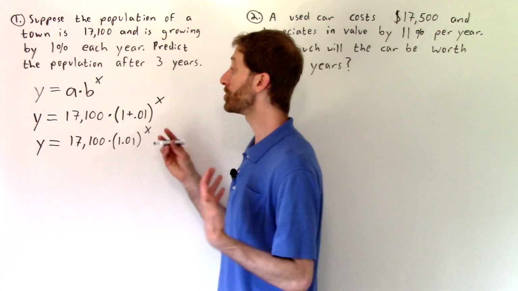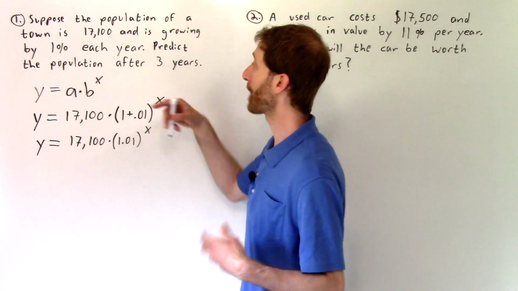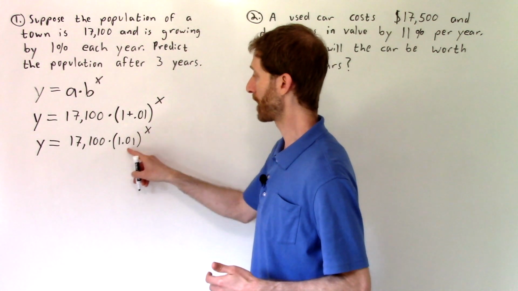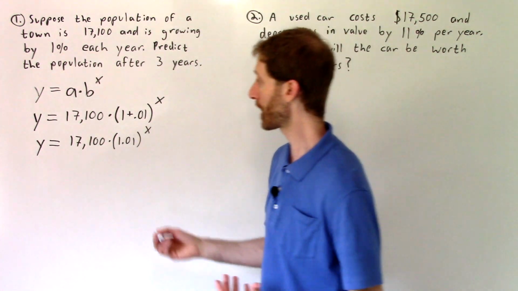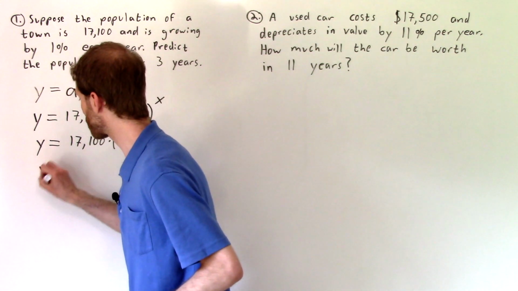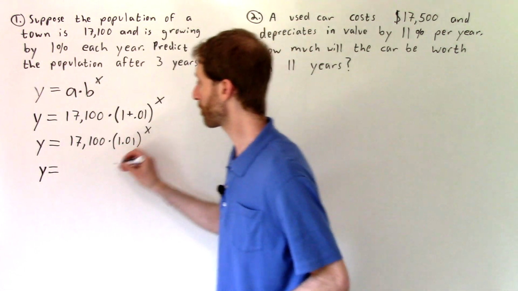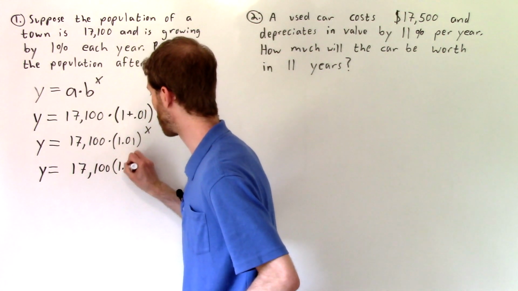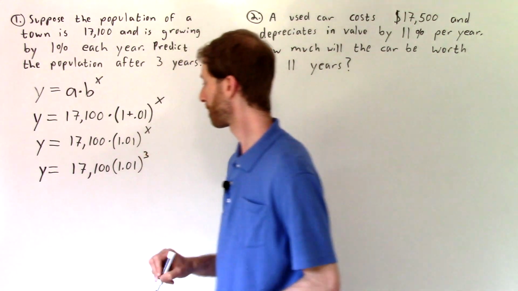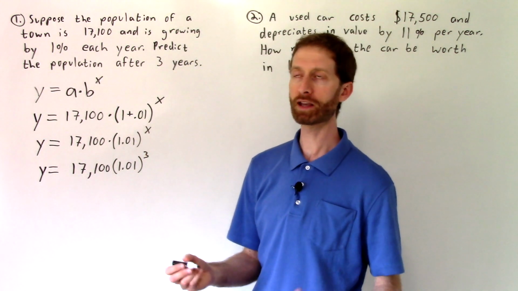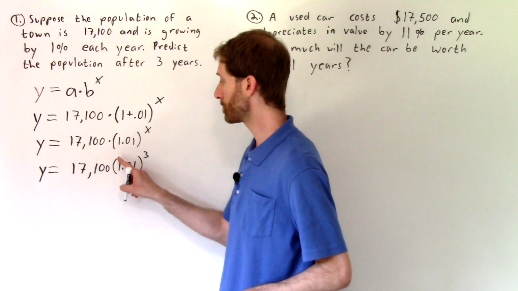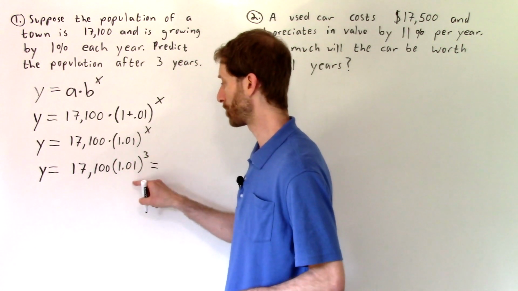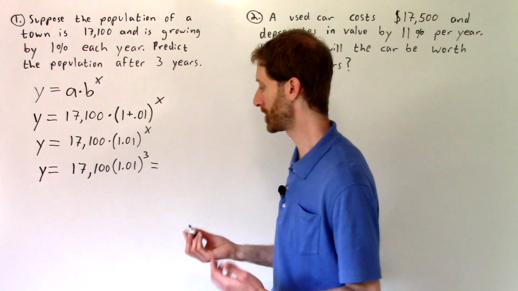So now we're going to use this result to find the population after 3 years. Well, the number of years is the number of times that we're going to be multiplying by 101%. So all we do is plug x in as 3. So that's going to be 17,100 times 1.01 to the third. Now this I would definitely do out in the calculator. Either type it in exactly as you see it with parentheses here, or you could just do 1.01 to the third and then multiply that result by 17,100.